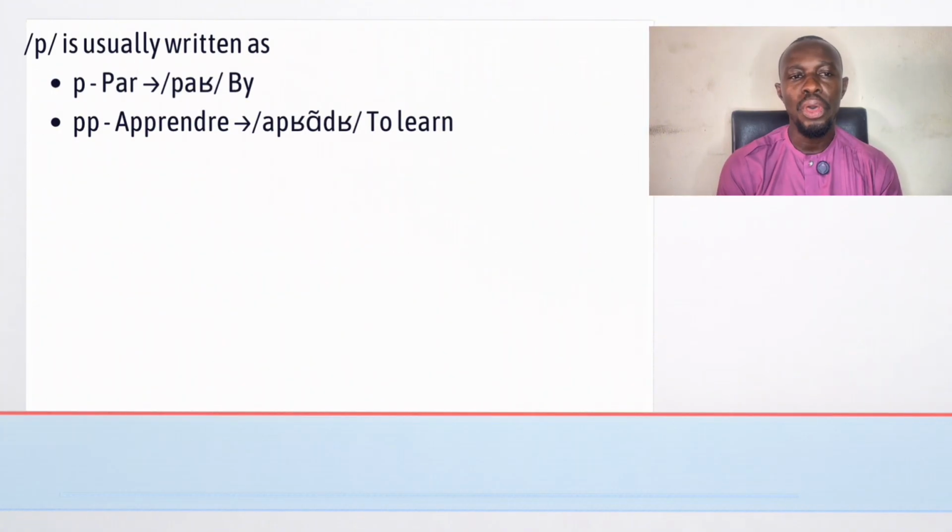The sound P is usually written as follows. Anywhere you see the letter P, you pronounce it as P. You can find it in words like par, or anywhere you see double P, you pronounce it as in apprendre. So you can see the IPA written beside it.